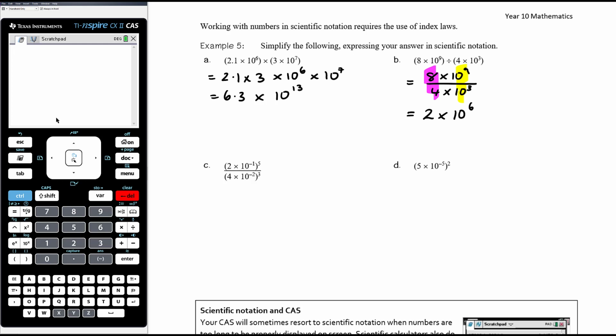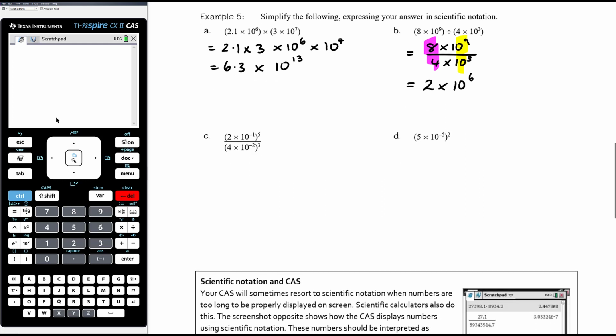2 is between 1 and 10, so we're in scientific notation and all is good. Okay, here we've got 2 times 10 to the negative 1, all of that to the power of 5, over 4 times 10 to the negative 2, all of that to the power of 3. So let's focus on expanding out these brackets first. We've got multiplication, so we can just raise 2 to the power of 5 and 10 to the negative 1 to the power of 5.